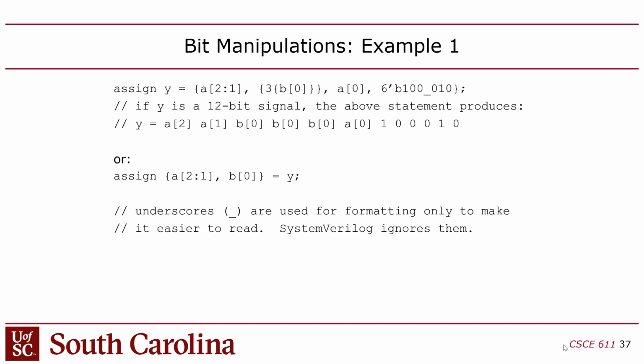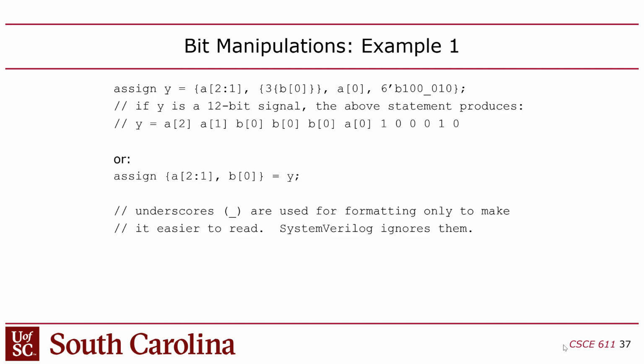Now this is kind of strange. You can actually do concatenation on the left-hand side of an assignment statement. So the target of your continuous assignment statement can be a compound signal, where in one statement I can take y and assign it into 2 bits of A and 1 bit of B using that syntax.